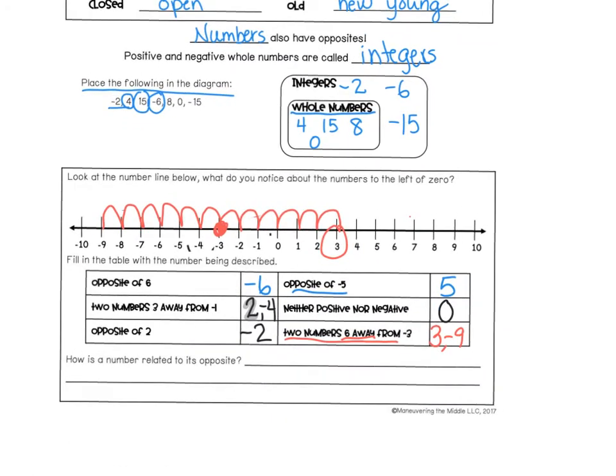So how is a number related to its opposite? A number is related to its opposite by being on opposite sides from 0 on the number line.